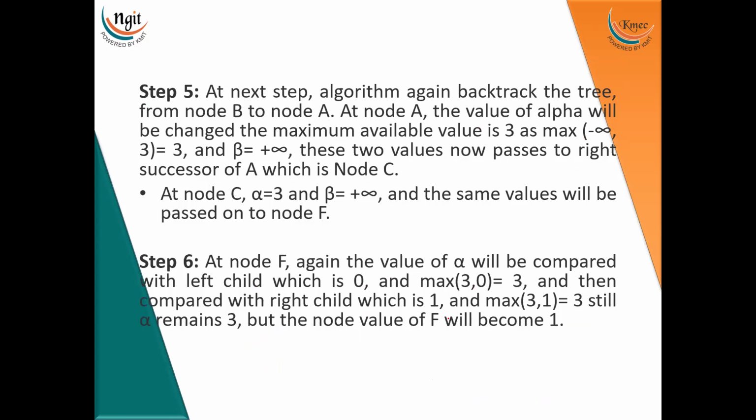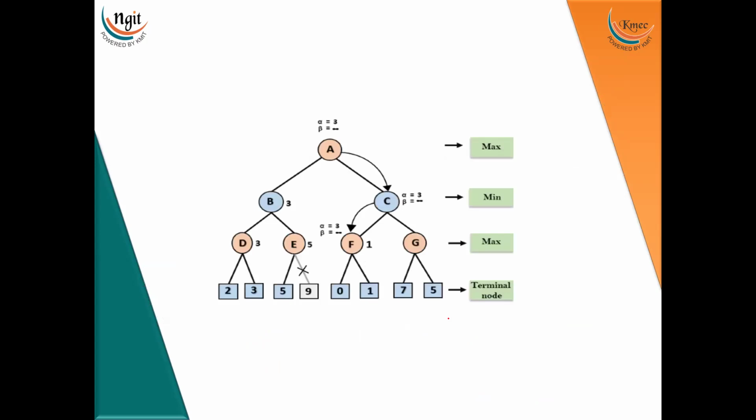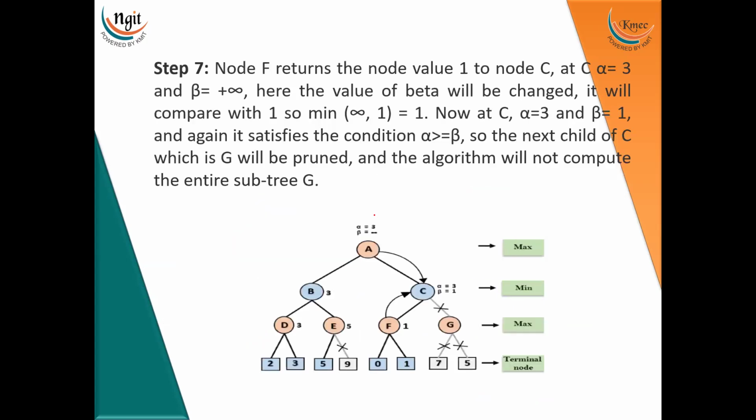See, the same points I have explained here in step 5 and step 6. If you didn't understand, just pause for a minute and read step 5 and step 6 thoroughly. Then you will understand. Then see this one. What I have explained, alpha equal to 3, and the F value will become 1. Now step 7. Till here you are clear.